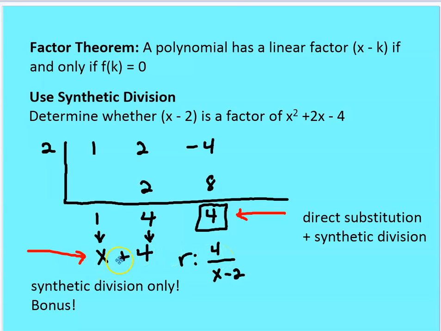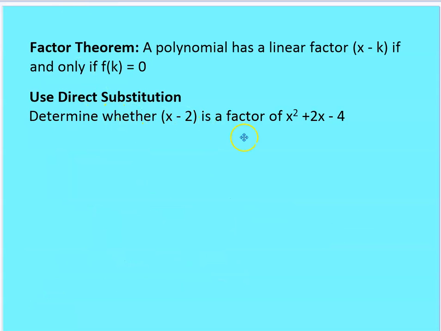So we get a quotient of x plus 4 with a remainder of 4 over x minus 2 from the synthetic division process. And what this says is that f of k is not equal to 0. If f of k were equal to 0, then this value here would be 0. All right, so let's use direct substitution now in the same process, and let's see what we get. We take that value from the linear factor used for synthetic division, and substitute it into this quadratic.